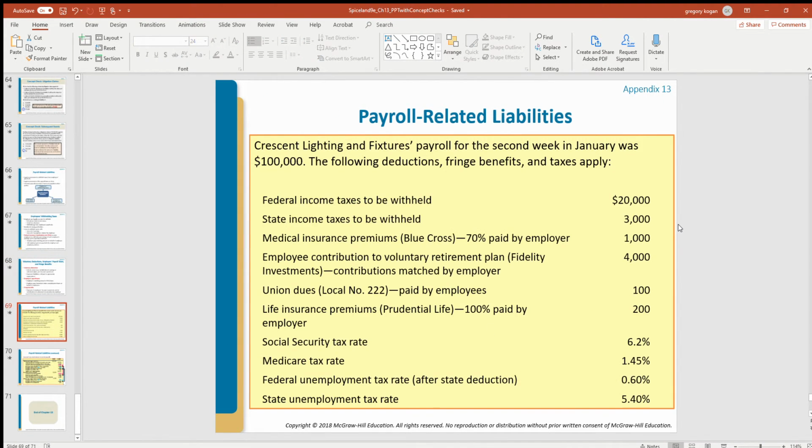So if we look at an example here for payroll-related liabilities, Crescent Lighting and Fixtures payroll for the second week in January was $100,000. The following deductions, fringe benefits, and taxes apply. Federal income tax, $20,000. State income tax, $3,000. Medical insurance premium is $1,000, only 70% paid by employer. Employee contribution to retirement plan, contributions matched by employer. Union dues paid by employees. Life insurance paid by employer. And these are the applicable rates.